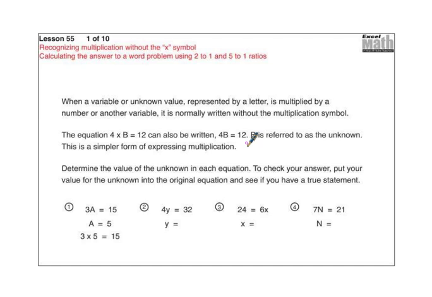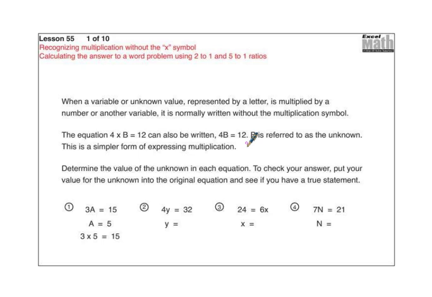Fifth grade Excel, lesson 55, recognizing multiplication without the X symbol and calculating the answer to word problems using a 2-to-1 and 5-to-1 ratio. So this is a lot of information, a lot of stuff in one lesson. I'm going to go really fast and you're going to be able to just back up when you're confused or I'm going too fast for you.